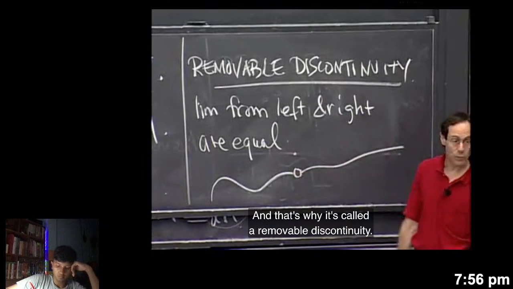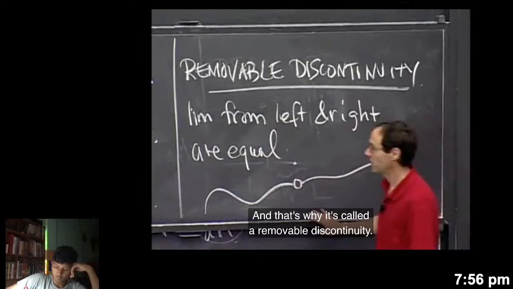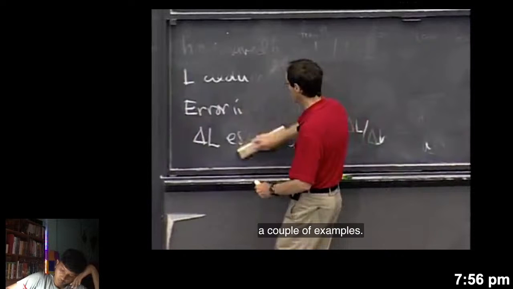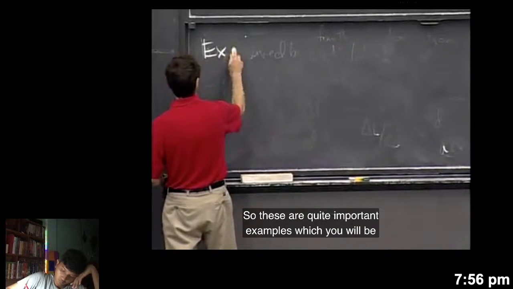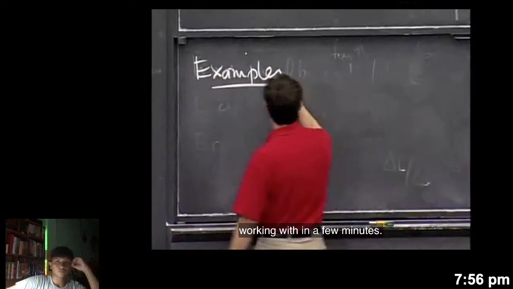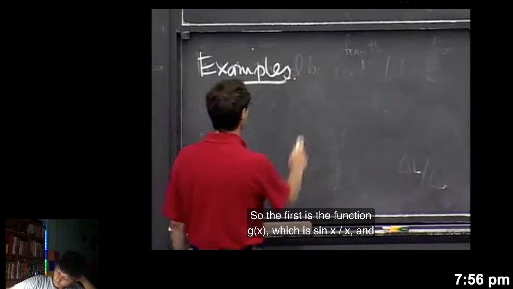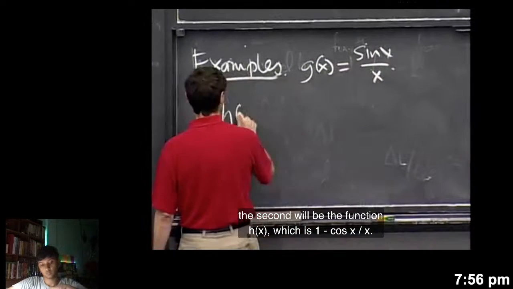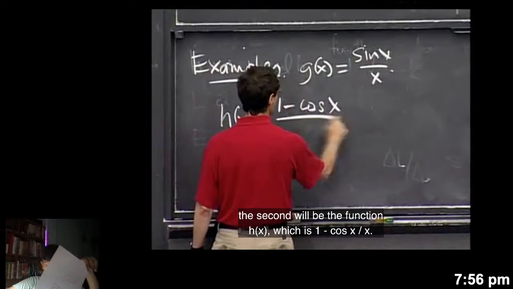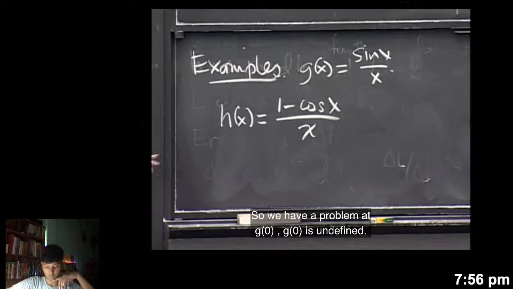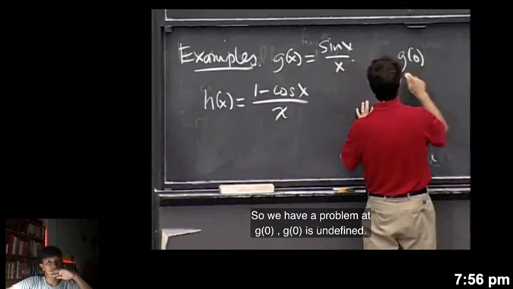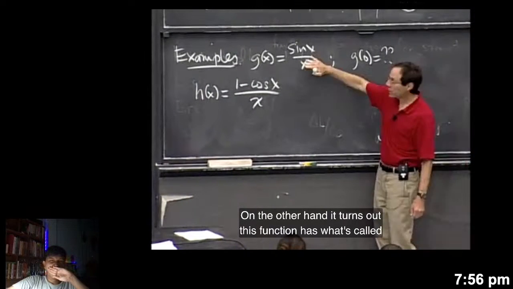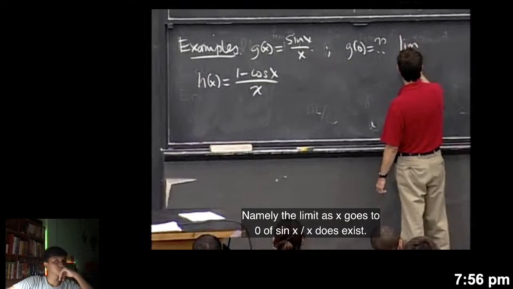Now let me give you a couple of examples of this. These are quite important examples which we'll be working with in just a few minutes. The first is the function g of x, which is sine x over x. And the second will be the function h of x, which is 1 minus cosine x over x. So we have a problem at 0: g of 0 is undefined. On the other hand, this function has what's called a removable singularity, namely the limit as x goes to 0 of sine x over x does exist. In fact, it's equal to 1.